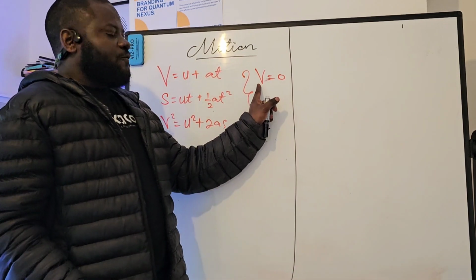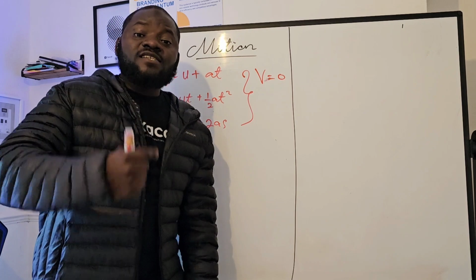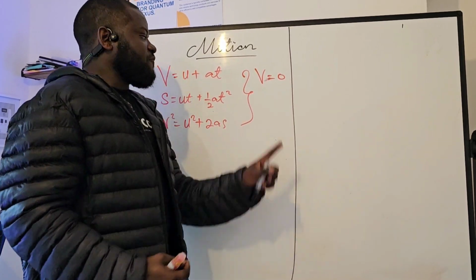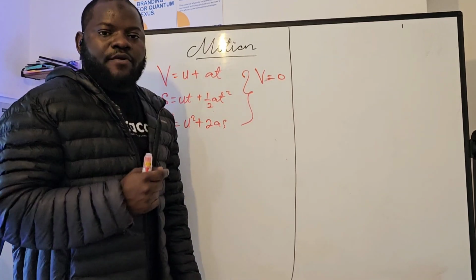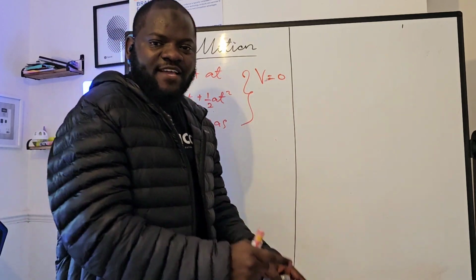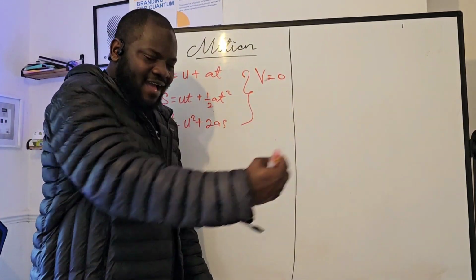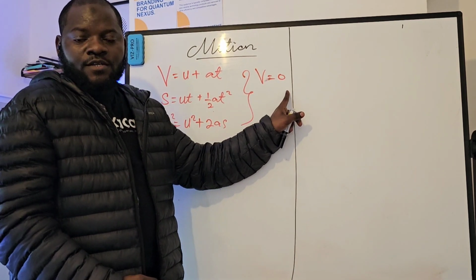Retardation will set your V to become what? Zero. When I say retardation, it is the same thing as deceleration. When a body is decelerating, final velocity is what? Zero. And you get to know that a body is decelerating, for example, if you apply brake to a car. When you apply brake to a car, at that point, that car will retard before it can stop. So final velocity will be zero. Do you understand that now?